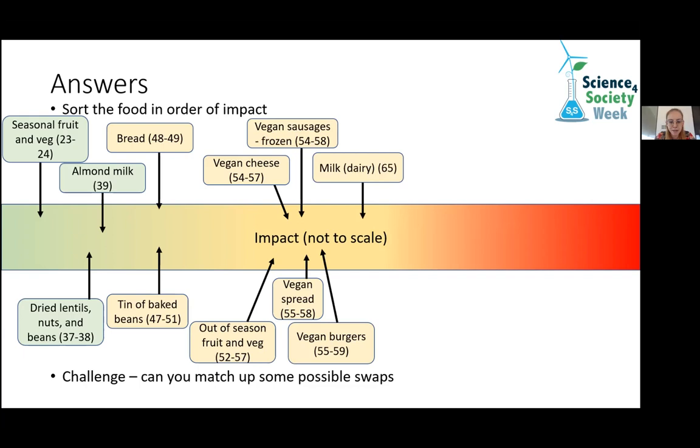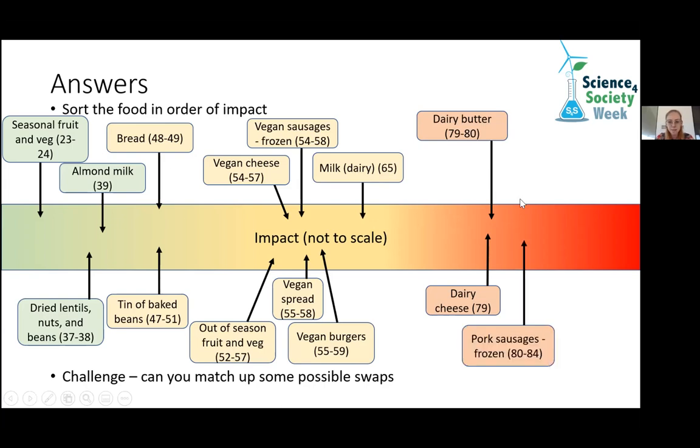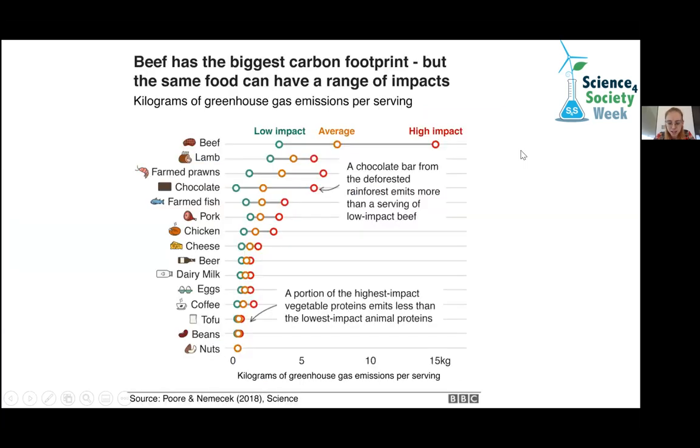And then we have our dairy milk. So this is the milk that comes from cows, has quite a high impact in comparison to the almond milk that we looked at before. And then we've got dairy cheese. Now we're into the high impact. So that's up at 79. Dairy butter up at 79 to 80. And then we get into our meat products. We've got pork sausages, beef mince, beef burgers.